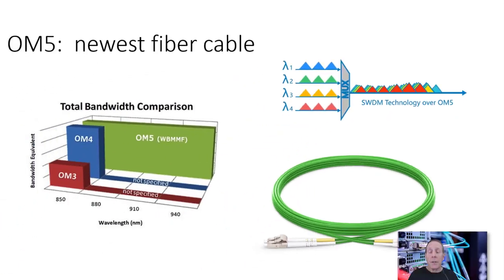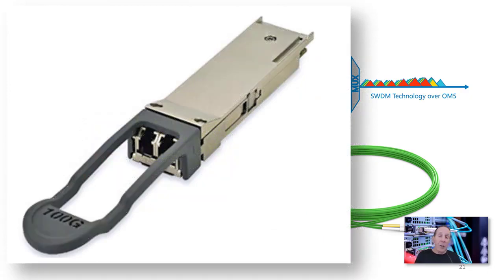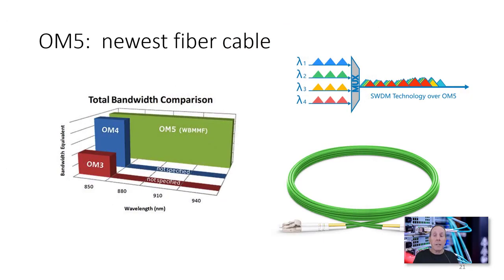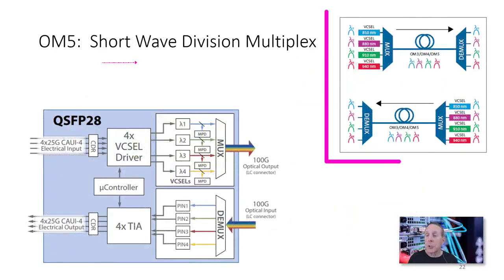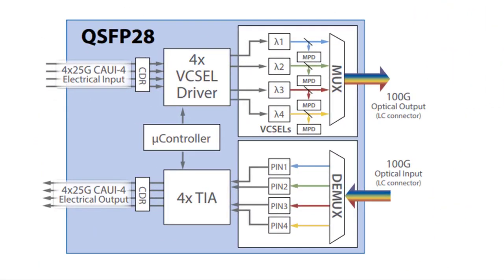Problem has been the complexity of the transceivers and optics and electronics, the cost of putting out new cable in a data center or local area network. So although this technology promises improvement in bandwidth, it has not taken the industry by storm. It's based on shortwave division multiplexing. You can see here's a picture of a transceiver, QSFP28. We have 4 25 gigabit Ethernet channels coming into our electronics. It's then converted into different wavelengths of light indicated by the blue, the green, the red, and the yellow.